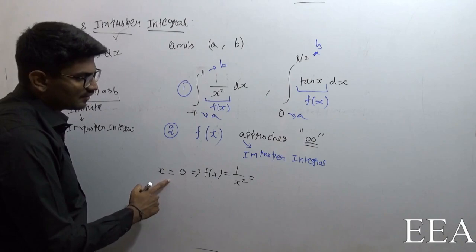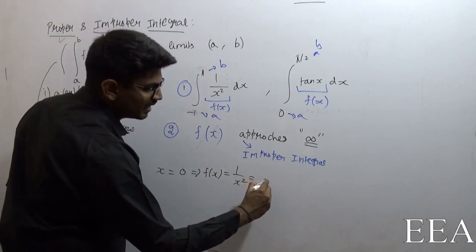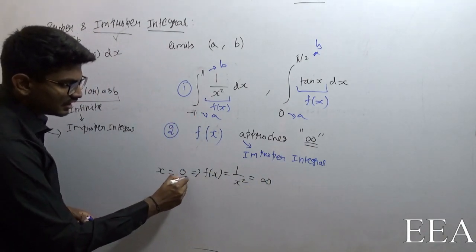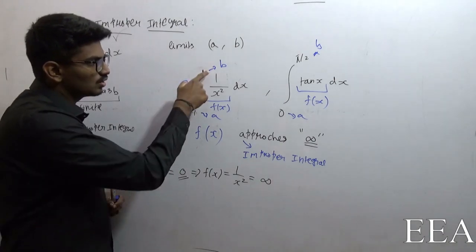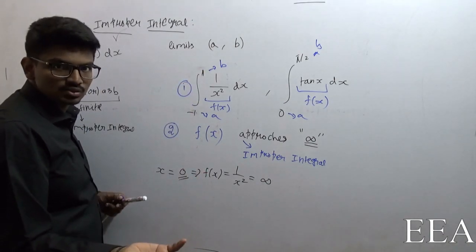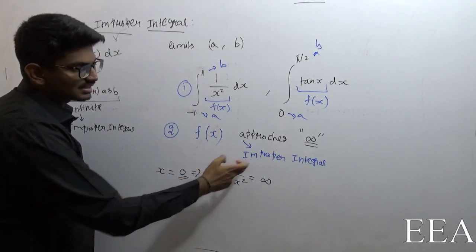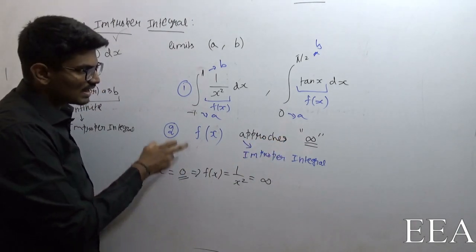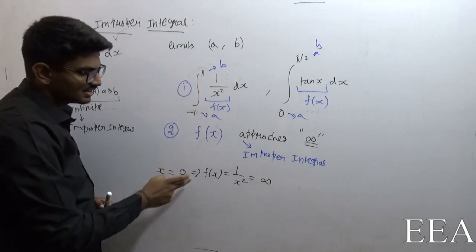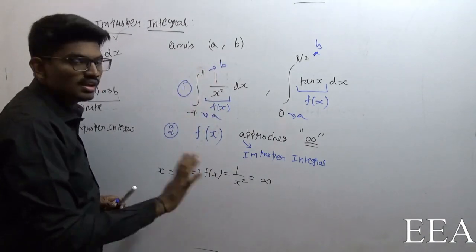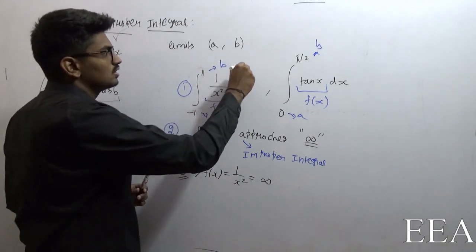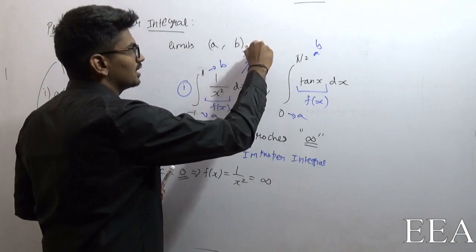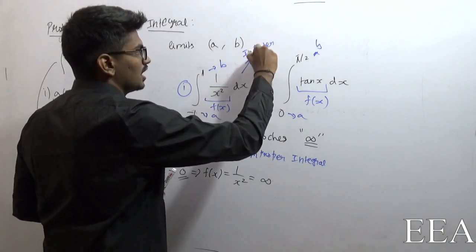F of 0, when x becomes 0, f of 0 will be infinity, and this 0 value is lying between minus 1 to 1. The 0 value has to lie between minus 1 to 1, right? So f of x is approaching infinity at 0, and this 0 value is lying between minus 1 to 1, that is, between a and b. So this integral is also an improper integral. I hope this is clear.